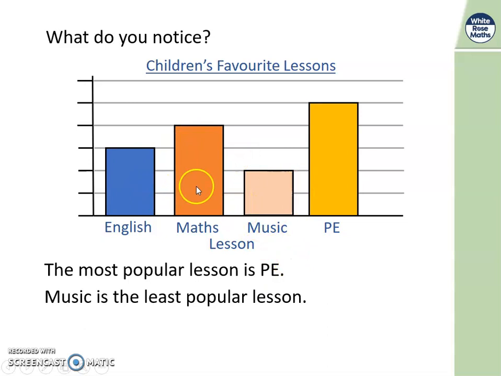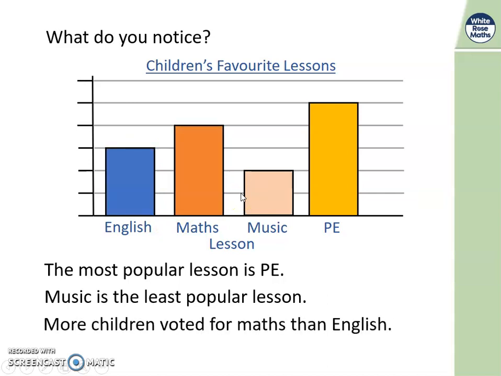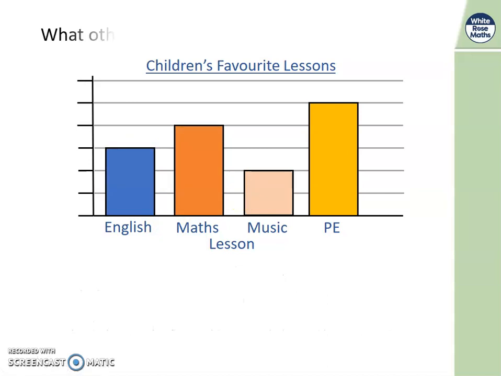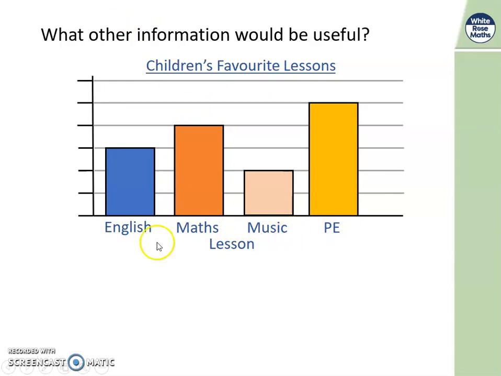What can you tell me about maths and English? You can say that more children voted for maths than English, or less children voted for English than maths. What other information on this bar chart would be useful? So we've got our title, we've got the lessons that the children have voted for. This is the x-axis because it goes across. So we could have something going up the y-axis, which is this one here. We can have numbers.